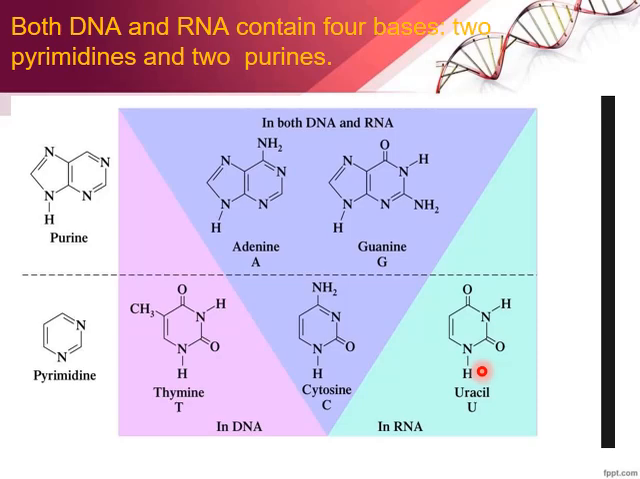Nitrogenous bases are actually organic compounds. They are heterocyclic organic compounds with nitrogen in them. Why are they called bases? Because they can donate electrons to other molecules. That's why they are known as bases. There are two types of nitrogenous bases, purines and pyrimidines. Purines are double-ring molecules and pyrimidines are single-ring molecules.